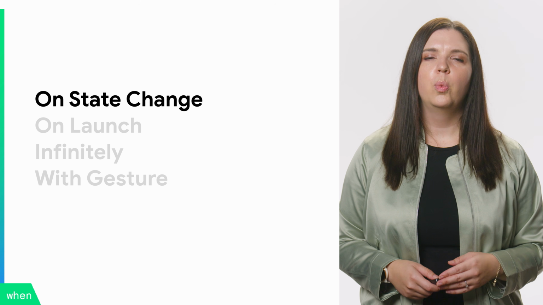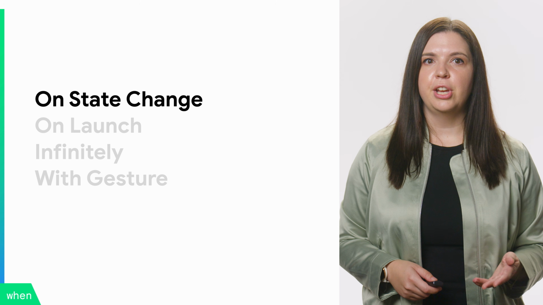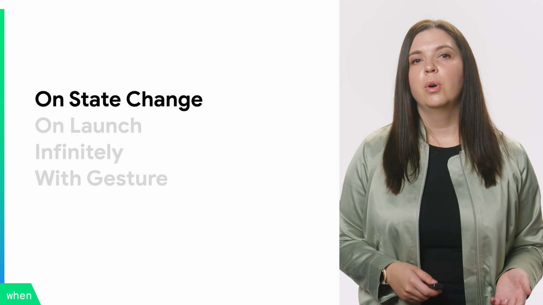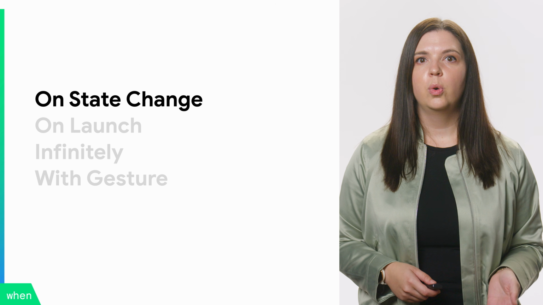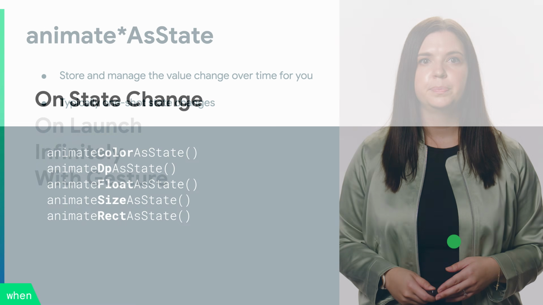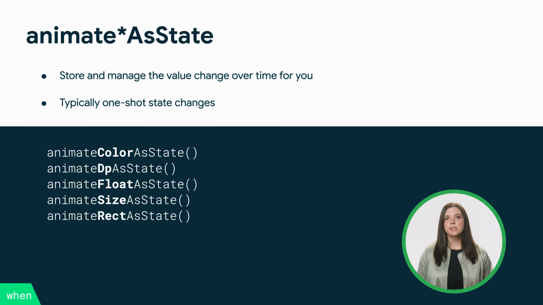On a state change, what does that mean? A state change can either be driven from a view model or an action that a user takes. For instance, the click of a button or the toggle of a switch, for example. Typically, for these kinds of state animations, we can use the animate*AsState APIs. There are a bunch of built-in options, such as animateColorAsState, etc. These store and manage the value change over time for you. They are typically used for one-shot state changes.